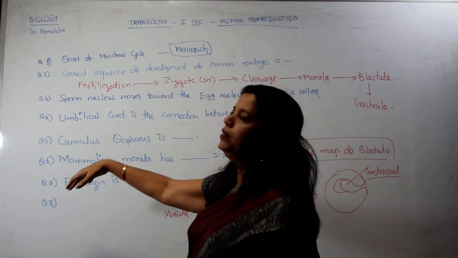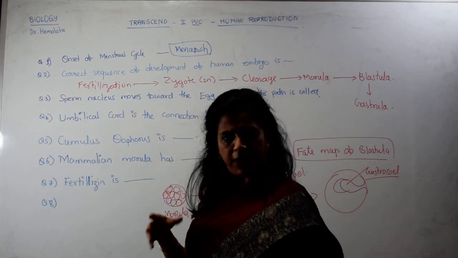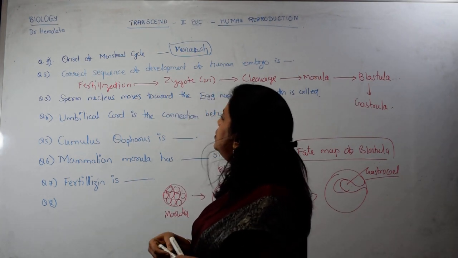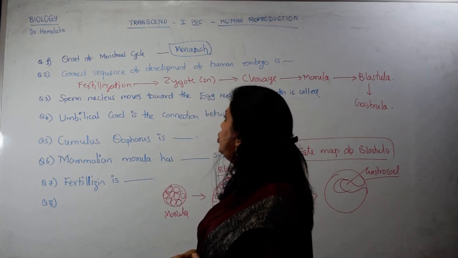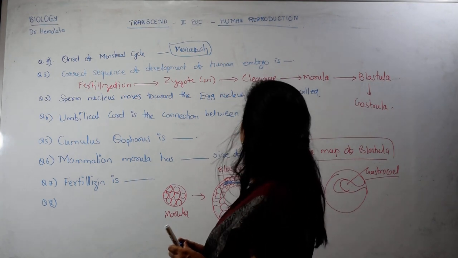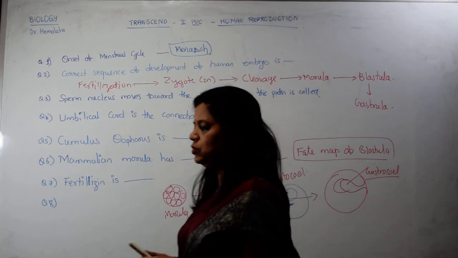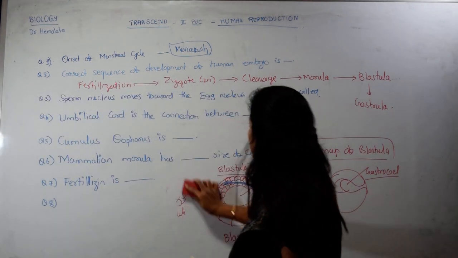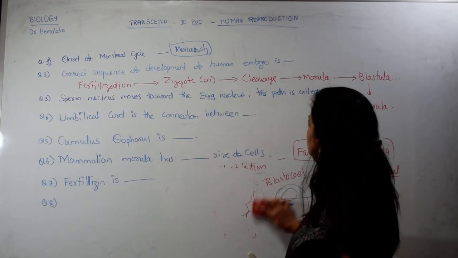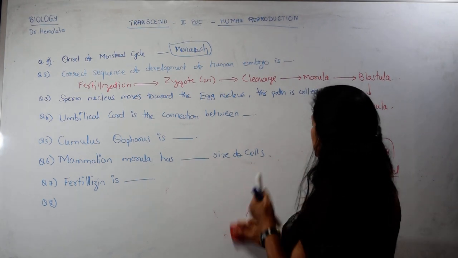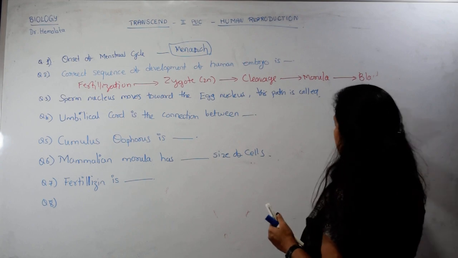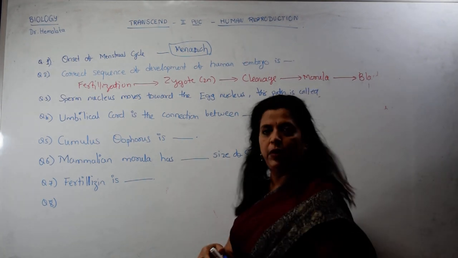It is all there in the regular pattern in your TRANSCEND book only. Okay, let's now continue. Sperm nucleus moves towards the egg nucleus. This path is called... Actually, this is also to be understood by you, because the next question I am giving is the third question. So let me give you what happens exactly in the entry of the sperm nucleus.